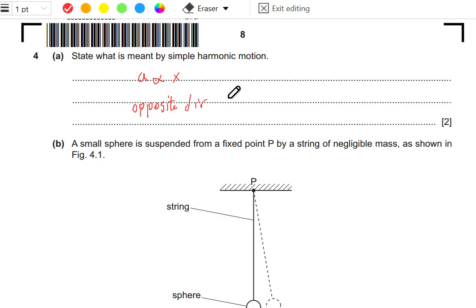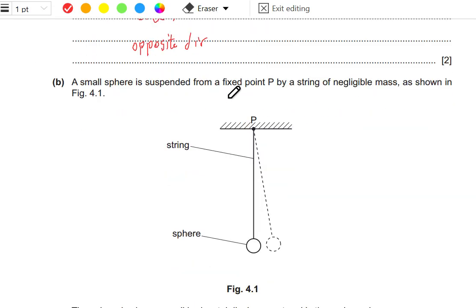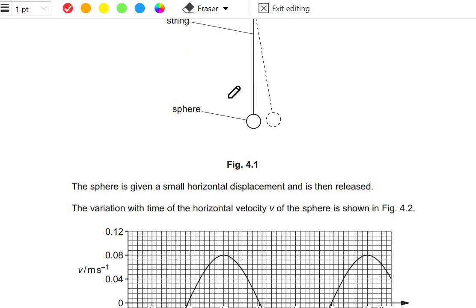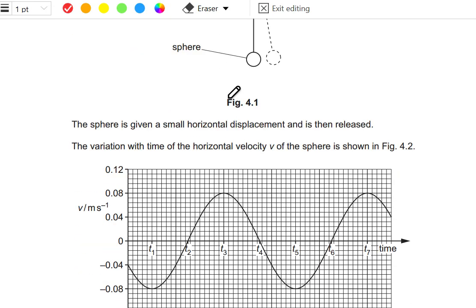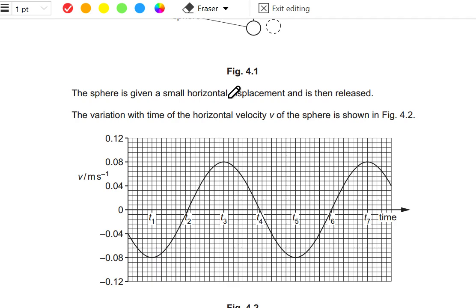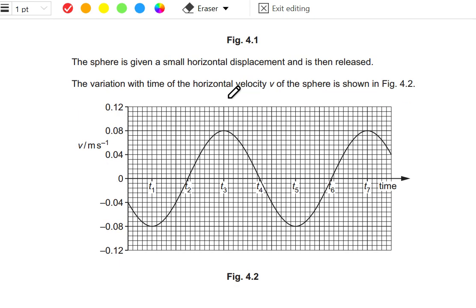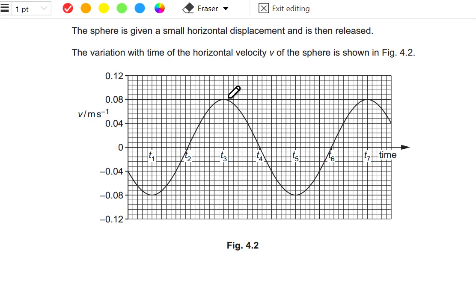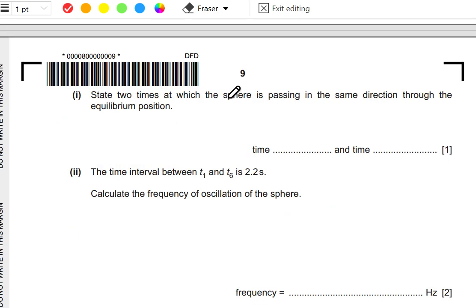A small sphere is suspended from a fixed point B by a string of negligible mass as shown. The sphere is given a small horizontal displacement and then released. The variation of horizontal velocity with time is shown. State 2 times at which the sphere is passing in the same direction through the equilibrium position.